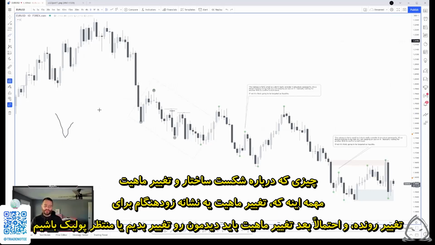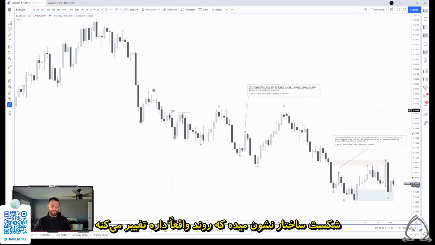And I think that's one of the most important things to understand when we're looking at breaks of structure and changes of character. They are very different things. The changes of character give us those early warning signs or those early indications that the trend might be changing and that we might be able to flip our bias or look for a pullback or things like that. But a break of structure starts to give us an actual confirmation that the trend is in fact changing.